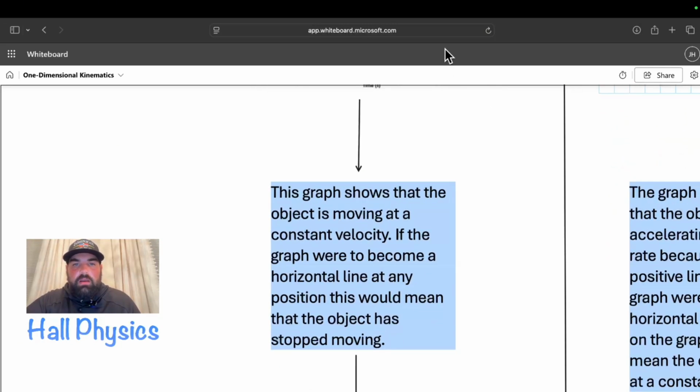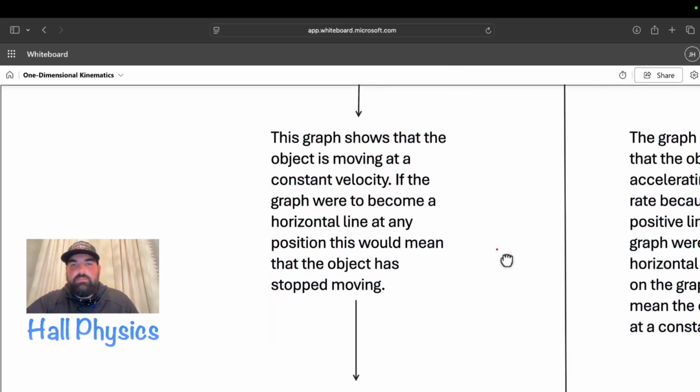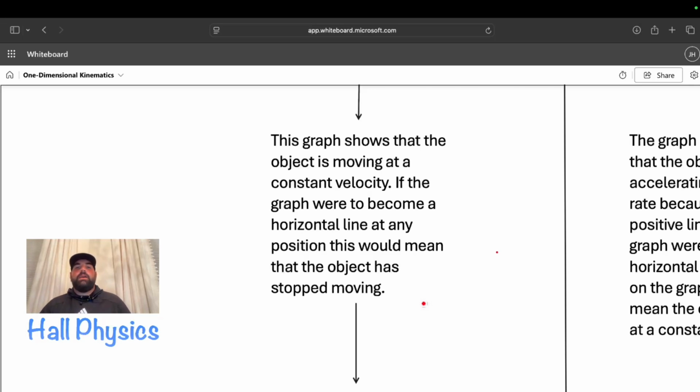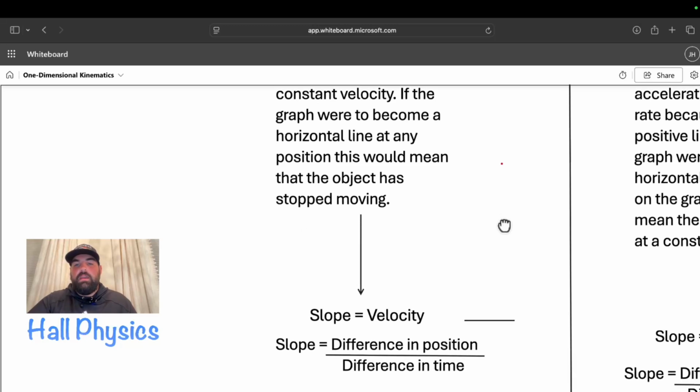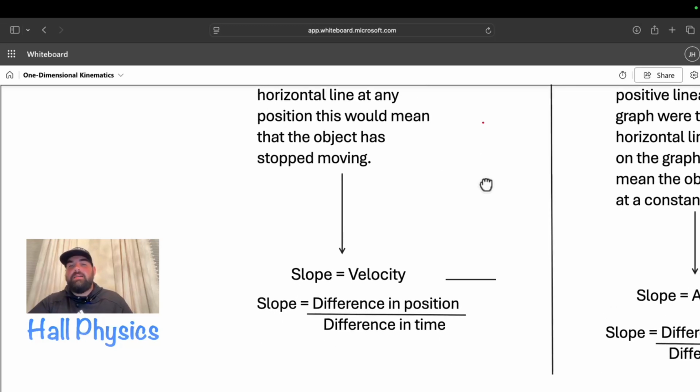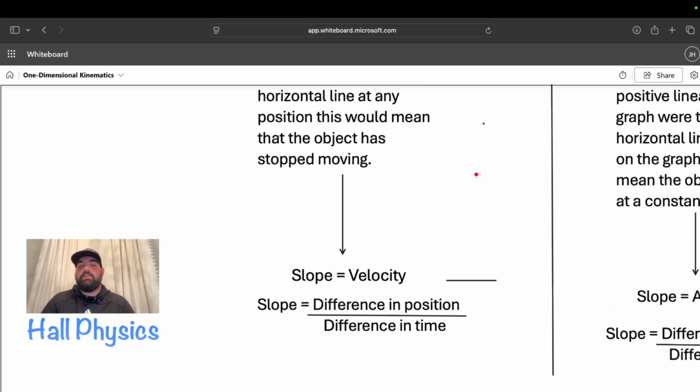Okay, all right, so this statement here says this graph is showing that object is moving at constant velocity. Okay, if there were a horizontal line, again, it would mean that the object has stopped moving. Okay, if I were to ask you to calculate the velocity just looking at the graph, okay, you would just look at the slope of the line, okay? The slope equals the velocity of the object.